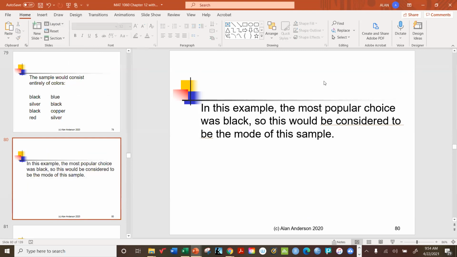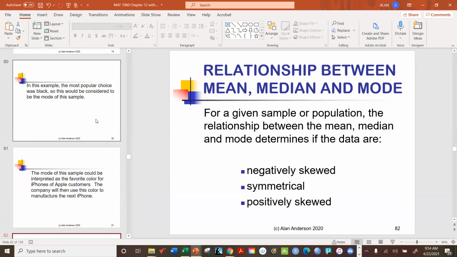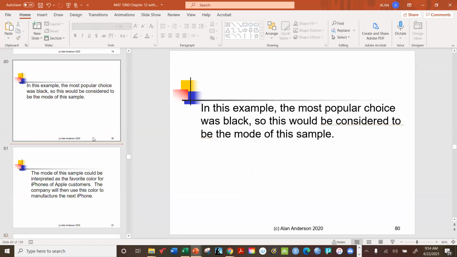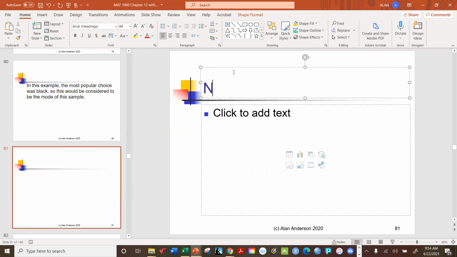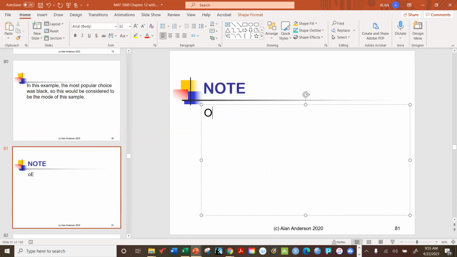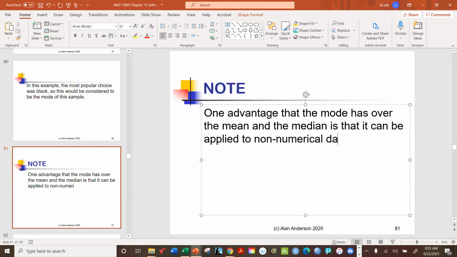Okay, so this is a case where the mode actually could be very helpful. And I'll just add one little note here. Note one advantage that the mode actually does have over the other two is that it can be applied to non-numerical data, which is not true of the mean or the median.